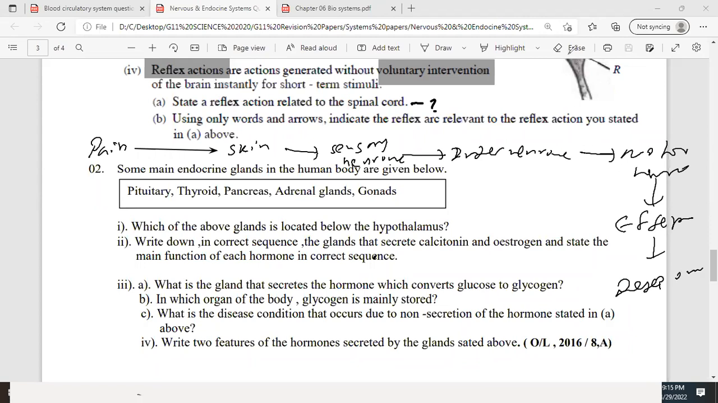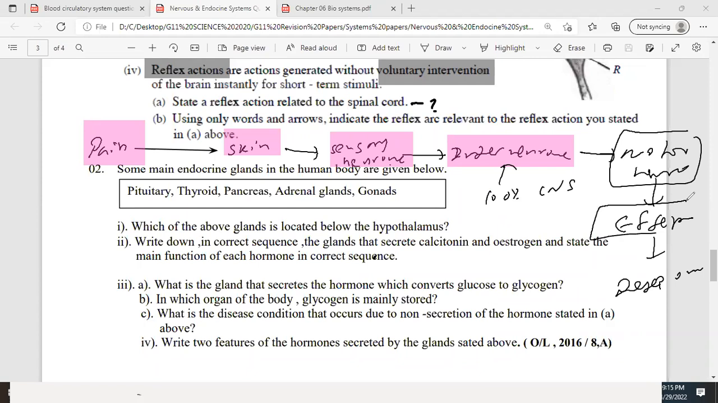Is that clear? So you feel the pain on your skin, or maybe touch or pressure. The skin is a receptor. The sensory neuron transmits impulses from the receptors towards the relevant part. The interneuron is within the spinal cord, completely within the spinal cord. If you can write that, the interneuron is 100% inside the CNS. Then the motor neuron carries impulses towards the effector. The effector gives a signal to make the response. Right.